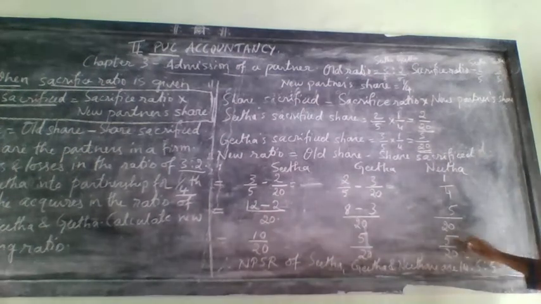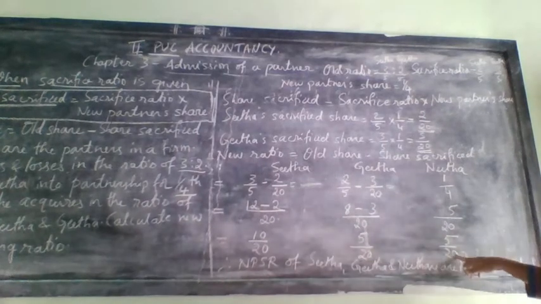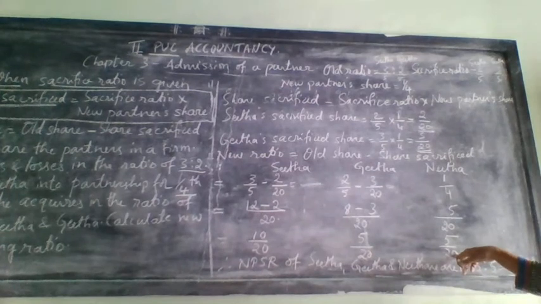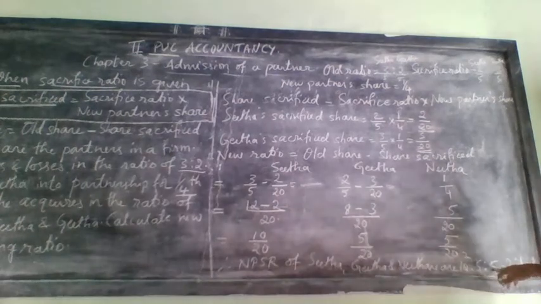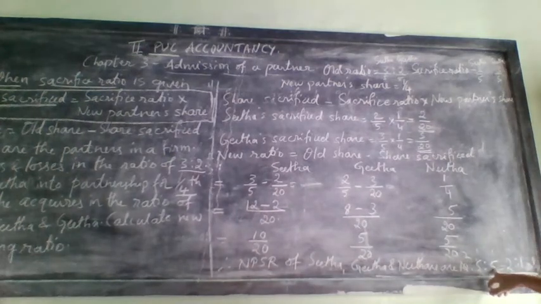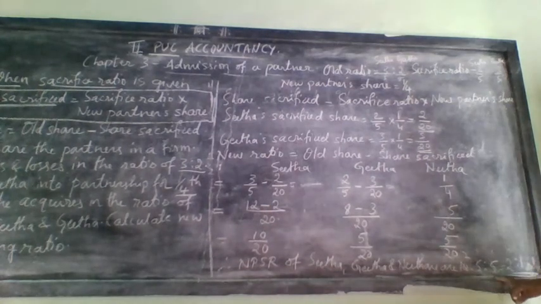It will come 10, 5 and 5. That means if you add all, 10 plus 5 plus 5, you will get 20. So your new profit sharing ratio is correct. But here the answer came as 10, 5 and 5. Again you can simplify this. When you are able to do the simplification, do it. All the three numbers can be divisible by 5.